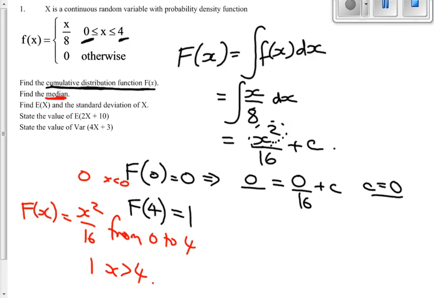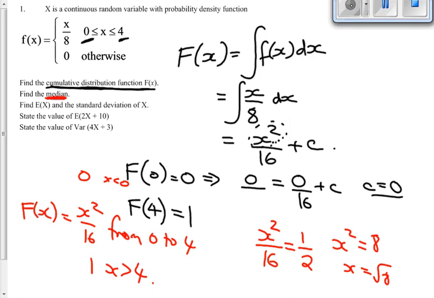Now I can find out what the median is, because all I really want for the median is when x squared over 16, the median halfway up, equals a half. So here I've got x squared equals 8, and x is the square root of 8. And that's the end of all the new stuff on that.